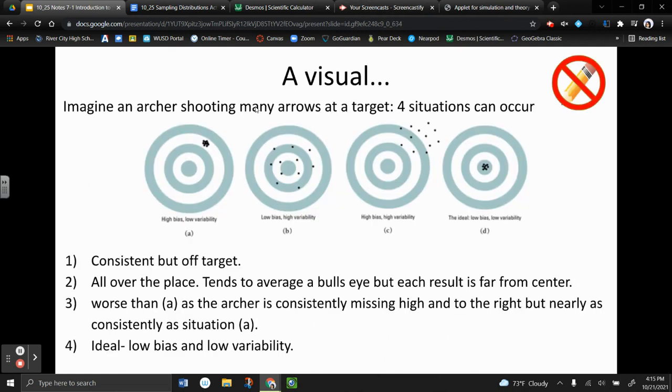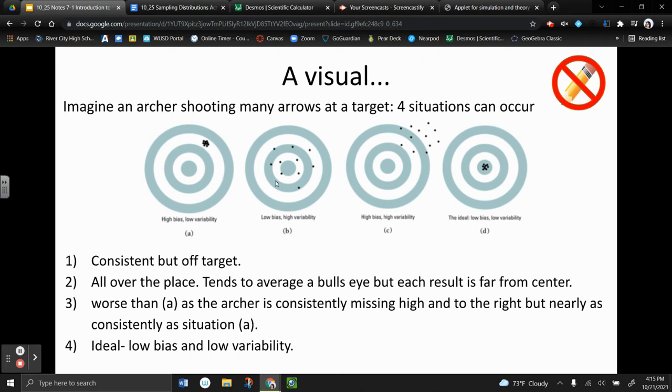Okay, so here's a visual to represent bias and variability. Imagine you have an archer shooting many arrows at a target. Four situations can occur. Here's the first one. You would say that the archer is consistent but off target. Relating that to bias and variability, that means they have high bias because we're far away from the center. However, there's low variability because our arrows are all close together.